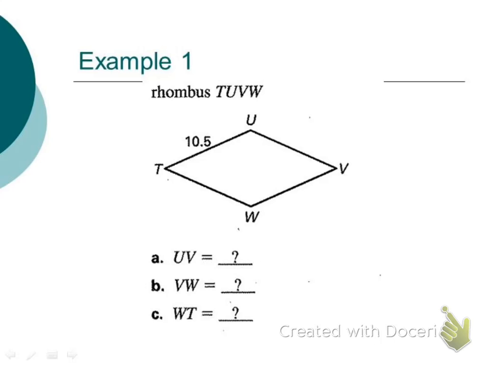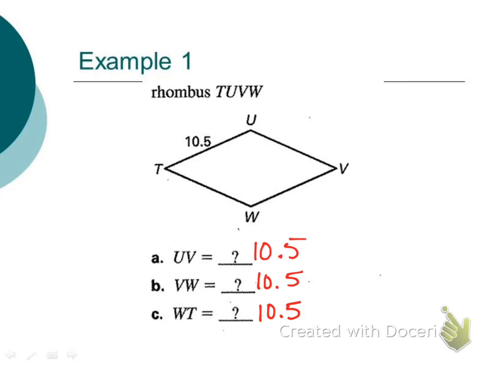So what's true about the side lengths of a rhombus? They're congruent. So what is the measure of every single side in this rhombus? 10.5. So this one's 10.5, this one's 10.5, and this one's 10.5.